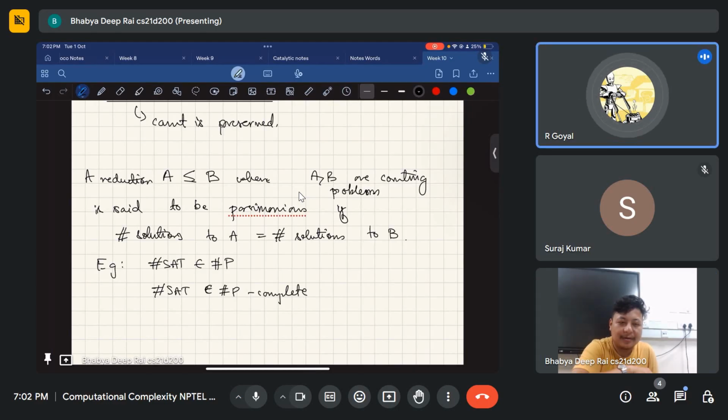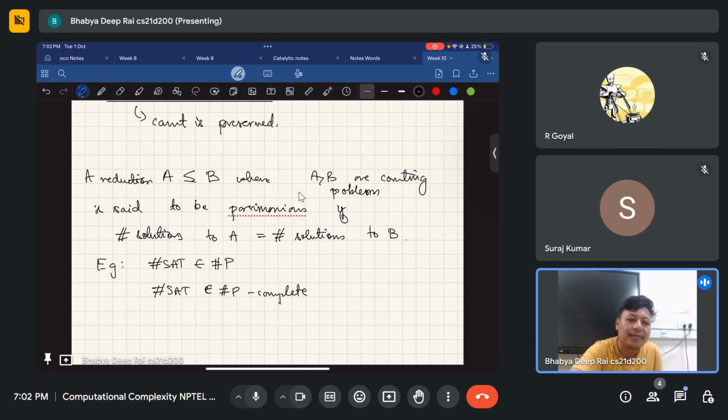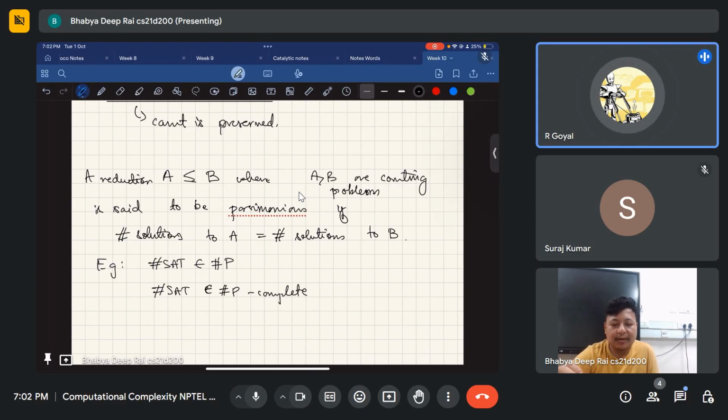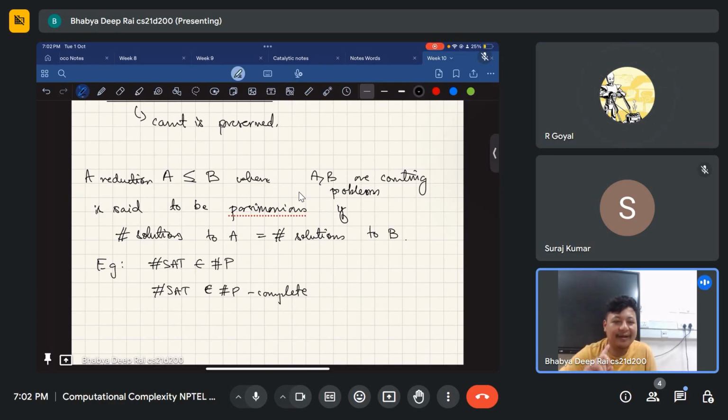I could not hear that. So when I'm converting what? So the number of good certificates will get preserved. None of them are lost when you convert it into a formula. Like you said, there is a one-to-one correspondence between a certificate and a satisfying assignment. Yes, so that is the first example of a parsimonious reduction.